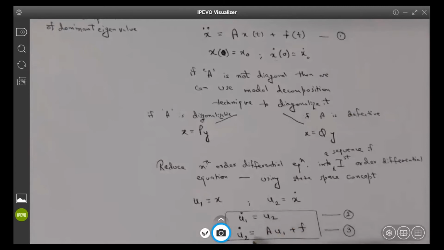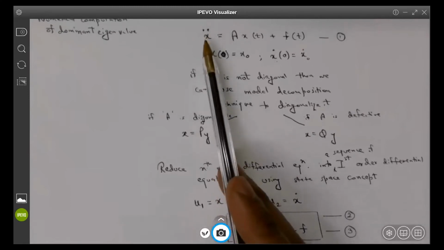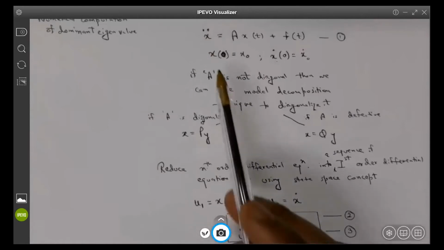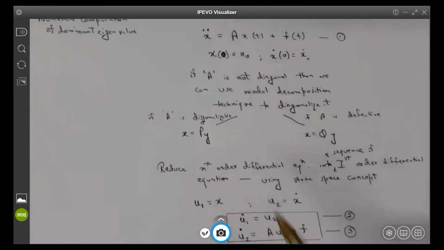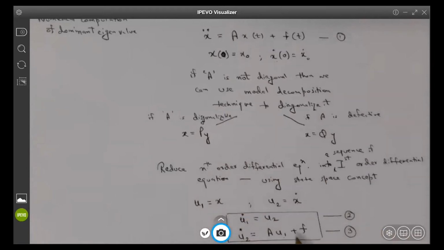Let's look at the second equation. Here, instead of x double dot, I replace it with u2 dot. u2 is already x dot, which is the time derivative of x, so if I replace it with the u2 variable, then it will be u2 dot. That's how this equation is written, right? And x is u1, so A u1 plus f remains as it is.